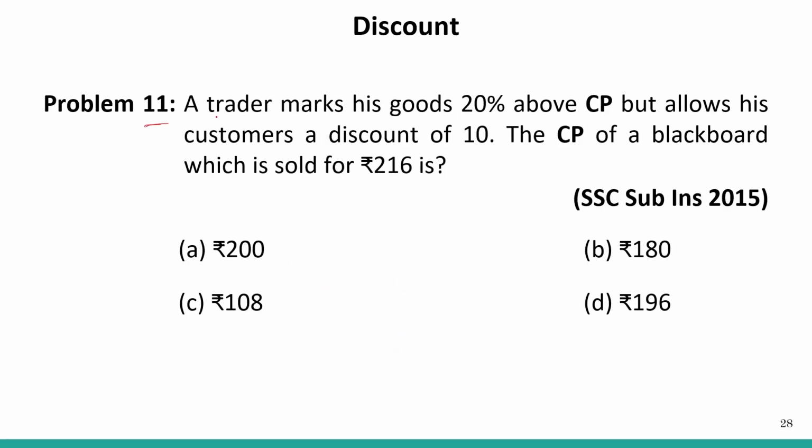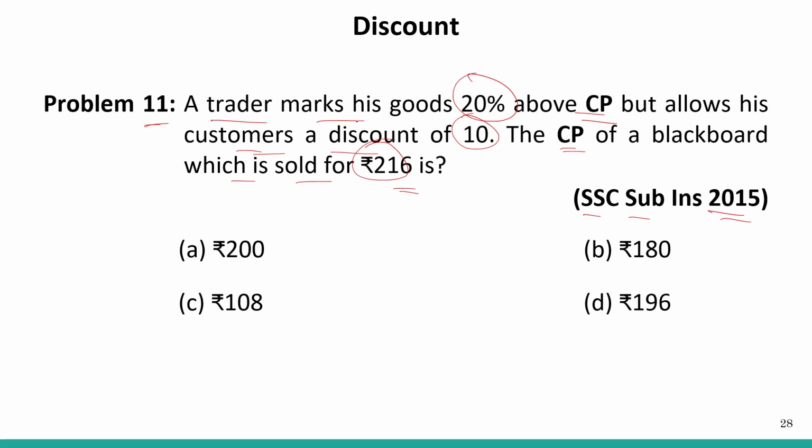So let's see problem number 11. A trader marks his goods at 20% above the cost price, but allows his customers a discount of 10%. So the CP, that is the cost price of a blackboard, which is sold for 216 rupees, is equal to what? This question has appeared in SSC Sub Inspector 2015 exam. Option A tells us it's 200, B 180, C 108, and D 196. So let's see which among these 4 is actually correct.